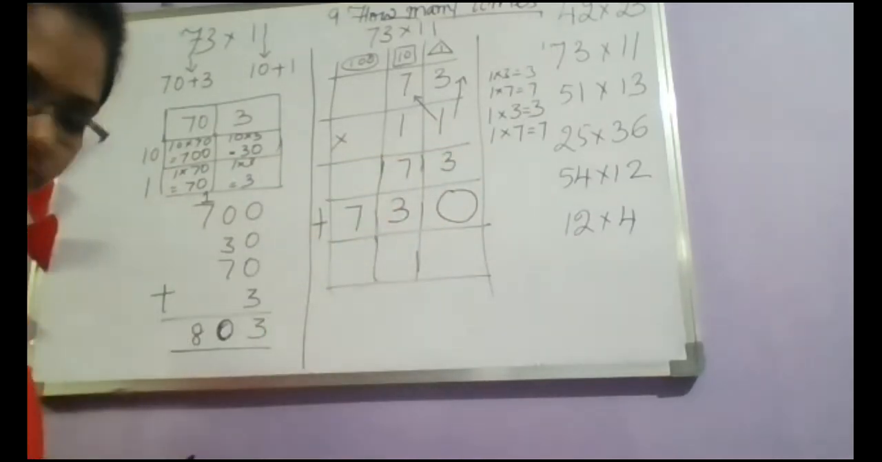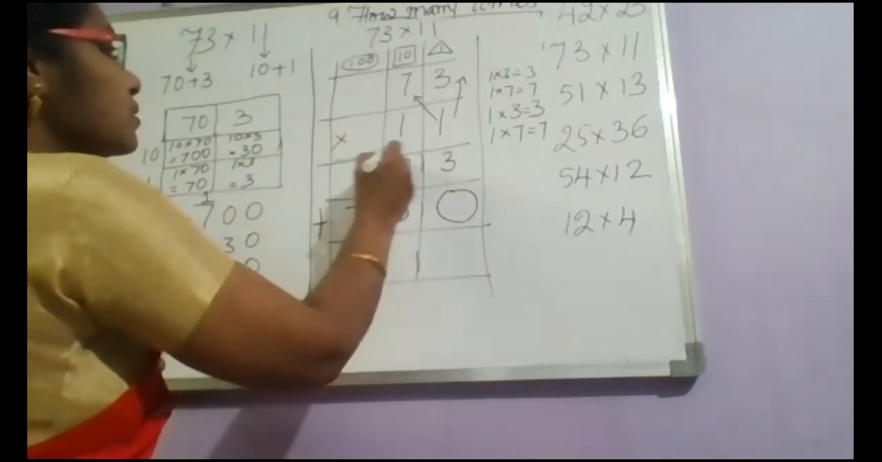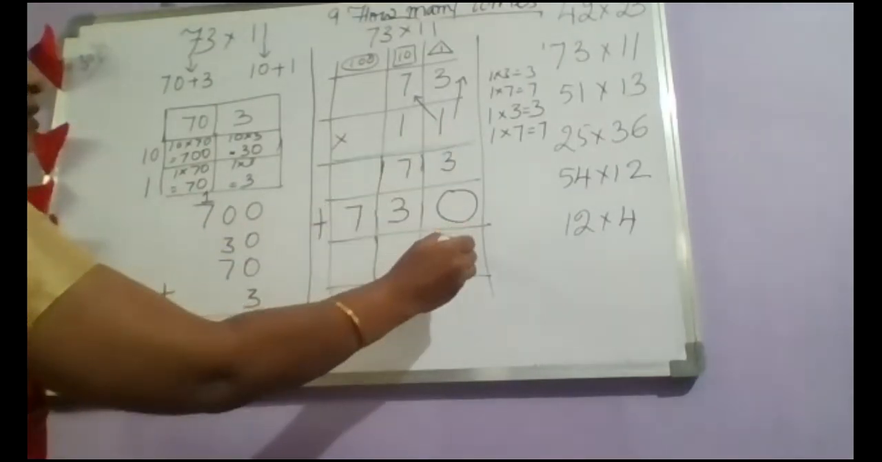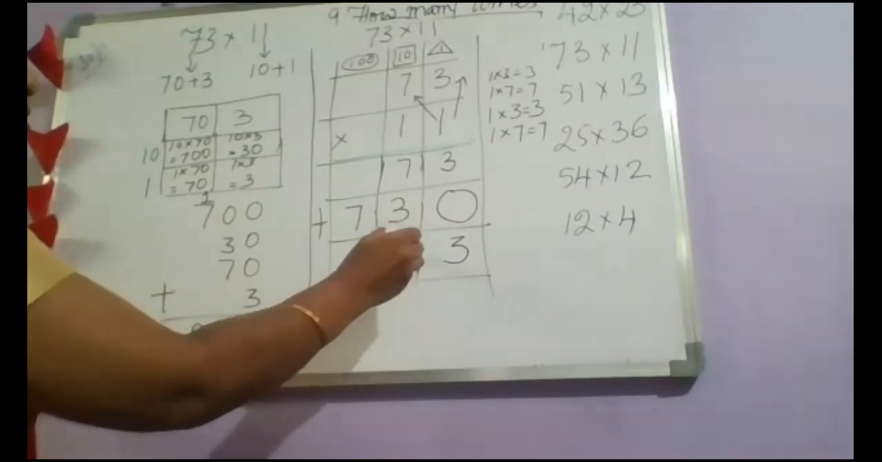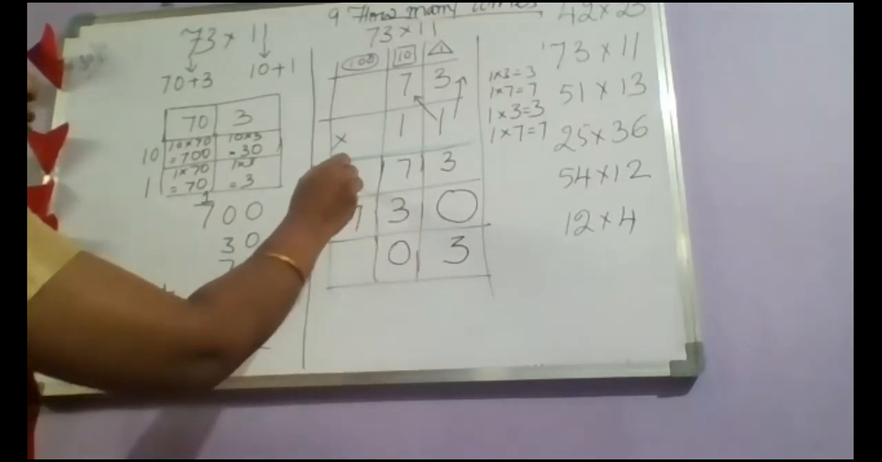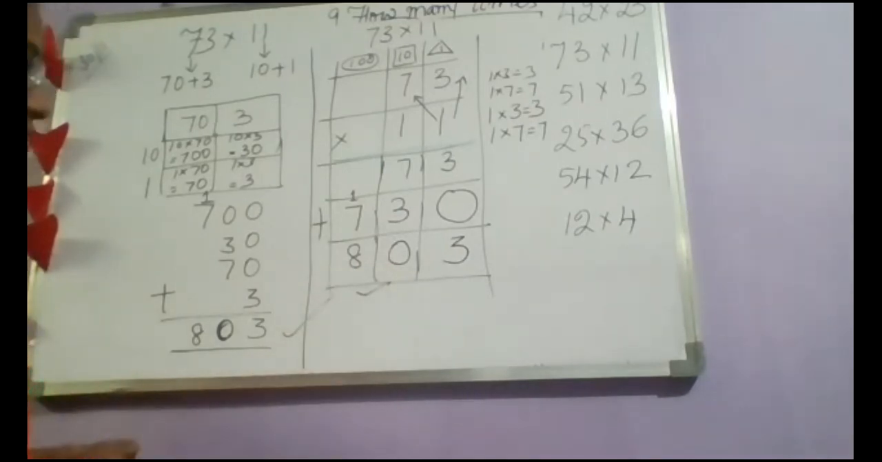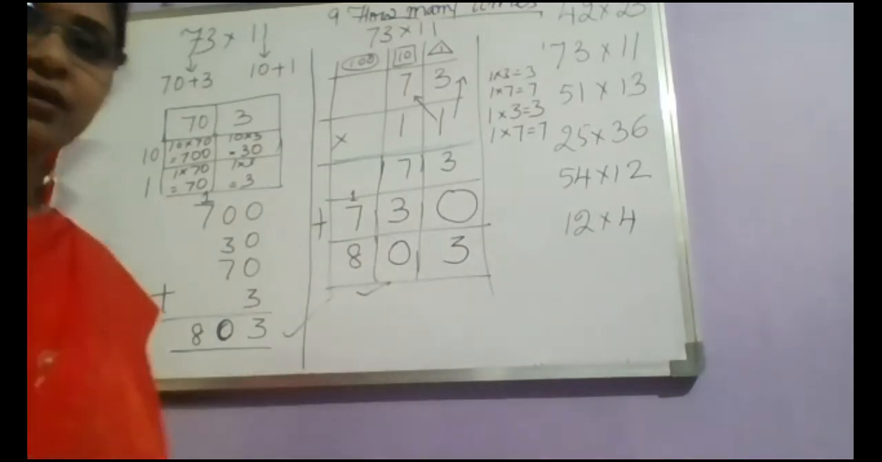3 plus 0 is 3, 7 plus 3 is 10, 0 here and 1 carried, 1 plus 7 is 8. Did you get the same answer? Yes, ma'am, you get the same answer.